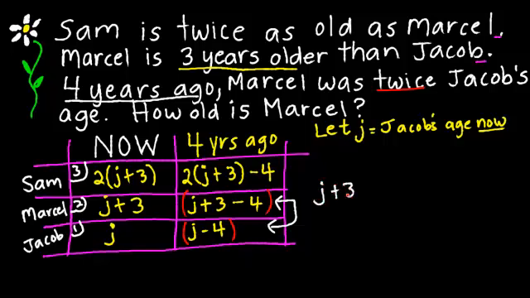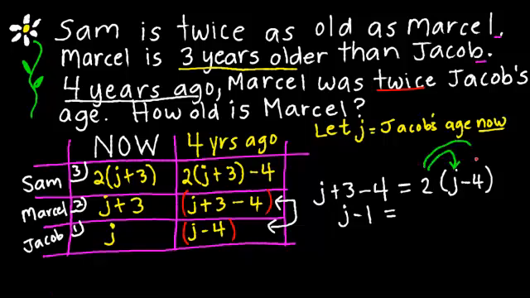Marcel's age at that time minus... is equal to twice Jacob's age. Alright, so I'm going to get J minus 1 equals, by combining my like terms here, is equal to, using the distributive property, be really careful about that. And so I should be doing 2 times J and 2 times the 4 to get this right. It's going to give me 2J minus 8.